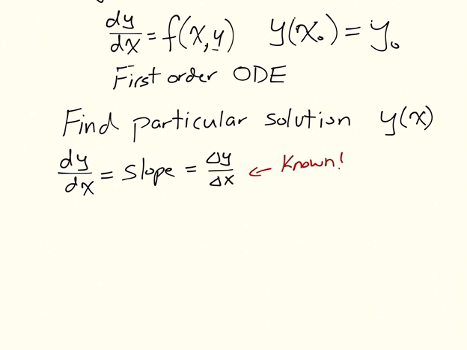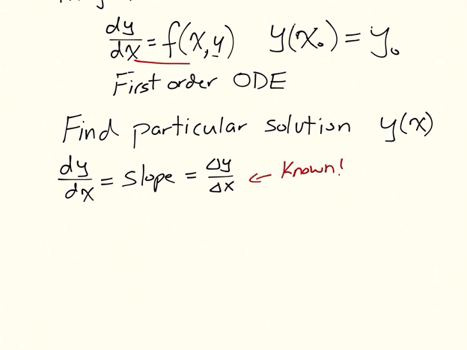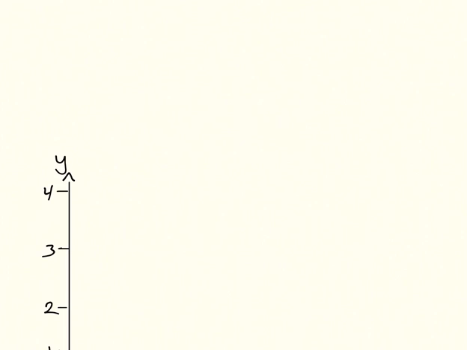And how is it known? Well, it's given by the differential equation. So if I look back at what we did, this equation up here gives us dy/dx. So we know the slope as a function of x and y of our solution. So how can we use that? Well, let's look at an example.